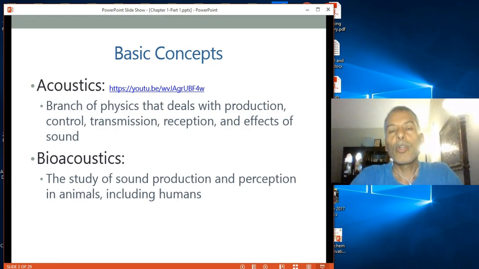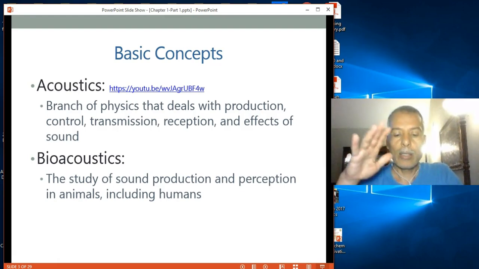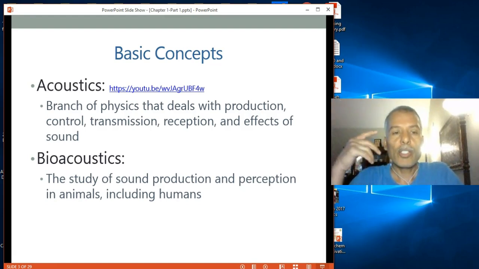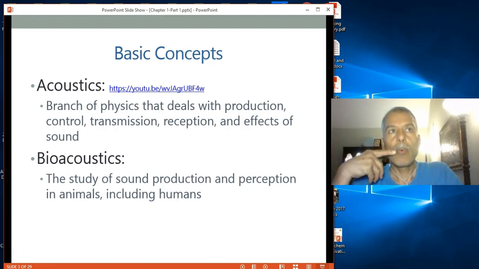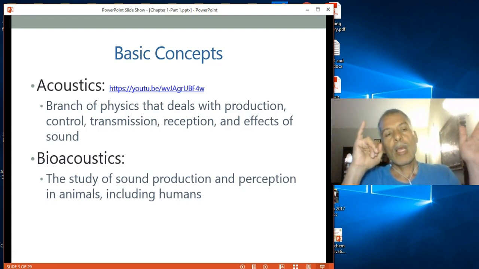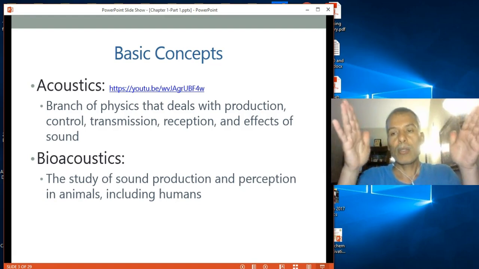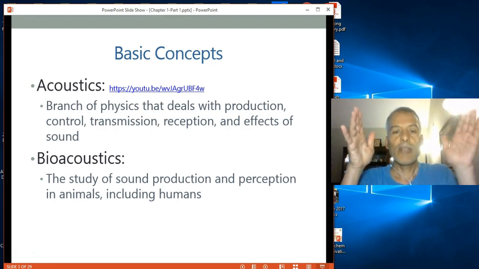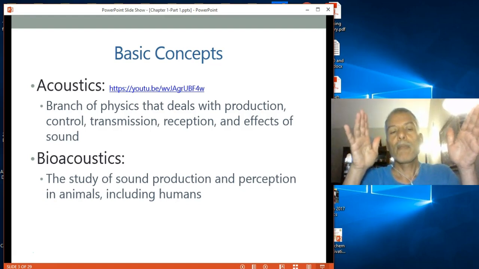Control of the sound is in terms of, is it loud, is it low sound, soft versus loud, is it high pitch, low pitch. Transmission of the sound is how the sound travels through air from one person or one animal to another. So production and reception are two spots. Say I produce a message, you receive the message. In between you have transmission.